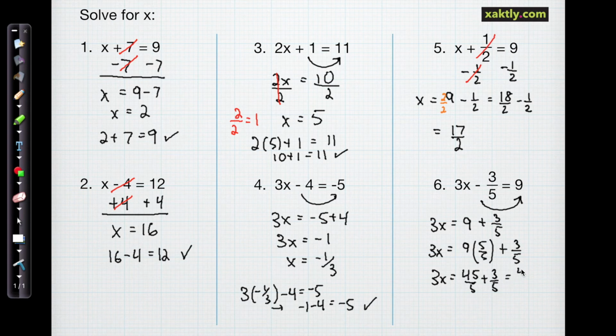Which is 48/5. And that's not going to reduce, but we still have to divide by that 3. So if we divide by 3, that's the same as multiplying 48/5 by 1/3. And 3 does go into 48, so we can do that. And that's going to give us 16 over 5.